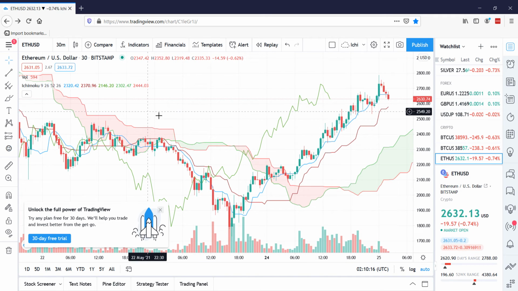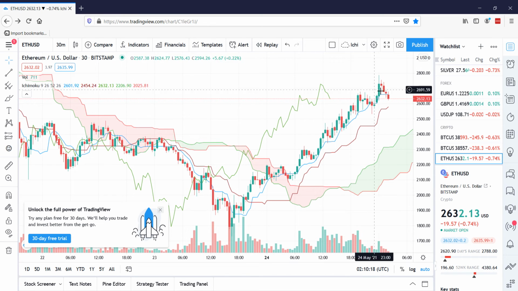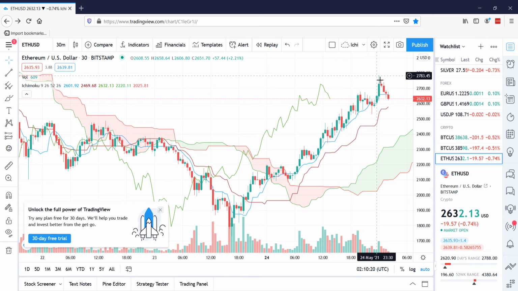On the 4-hour chart, we saw that the candlesticks are testing that downtrending cloud, and right here we're starting to drop below our indicator here. But that happened here as well, and I thought we were going to roll over right here, but we didn't. We went up even higher.